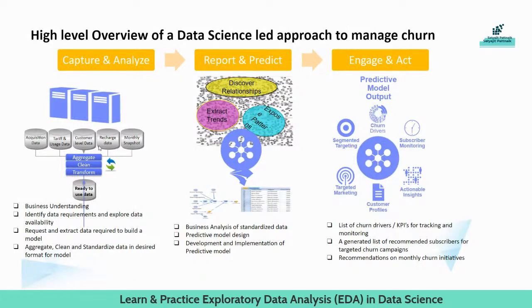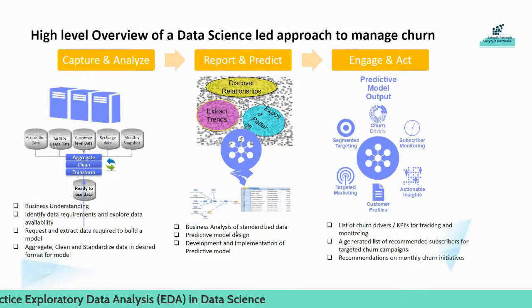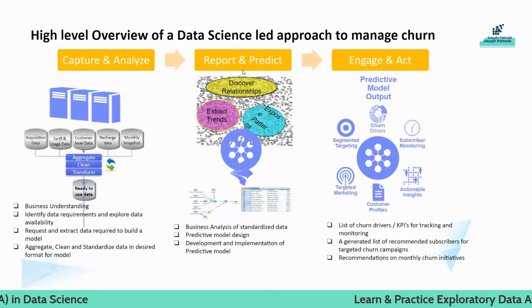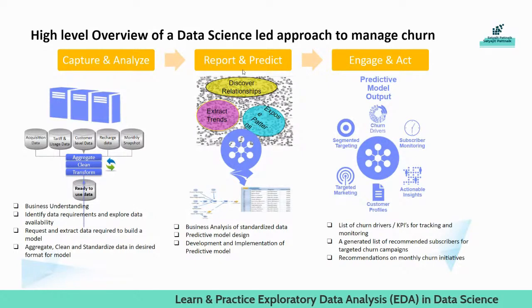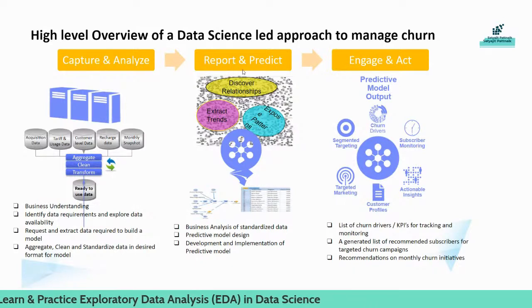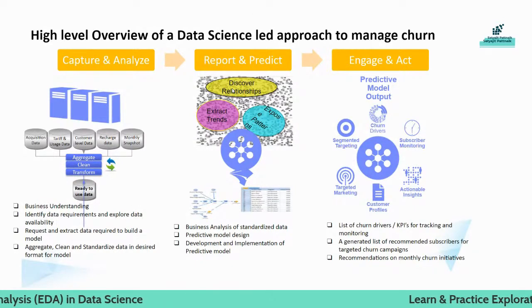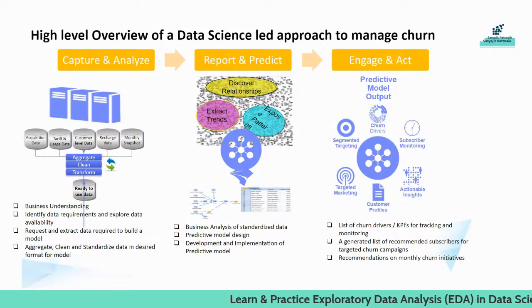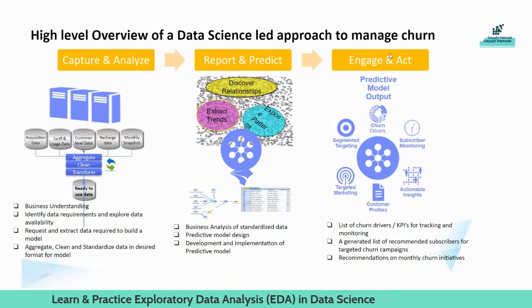The second section is nothing but reporting and predicting. Now, business analysis of standardized data, predictive model designing. So this is where you create your data science models. This is where machine learning comes into the picture. This is where feature engineering, hyperparameter optimization, a lot of things come into the picture, and where you create a model which will be able to predict whether a customer is going to be churned or not churned. As simple as that.